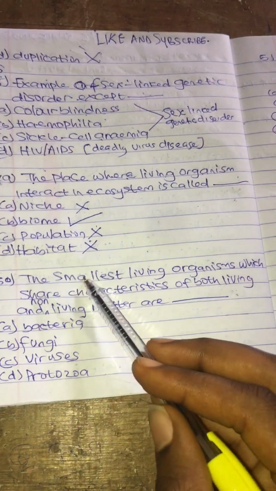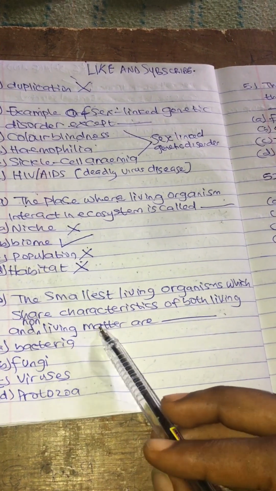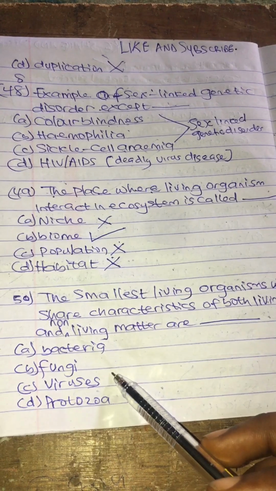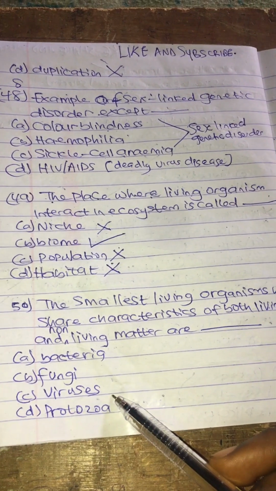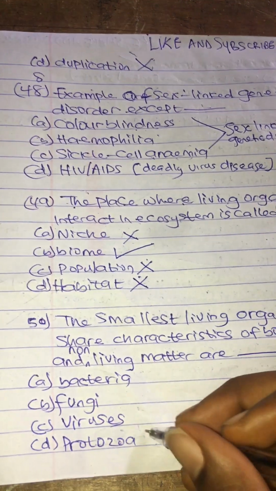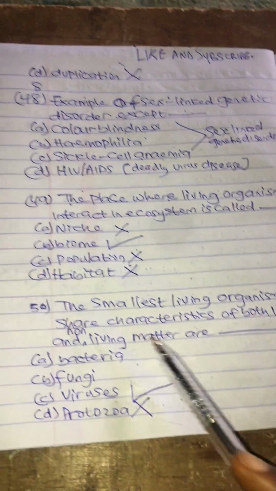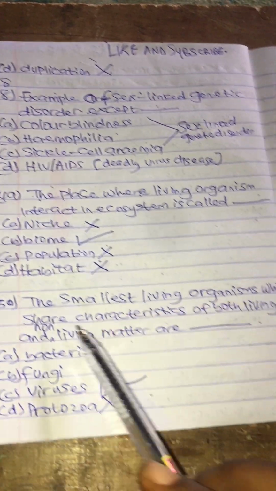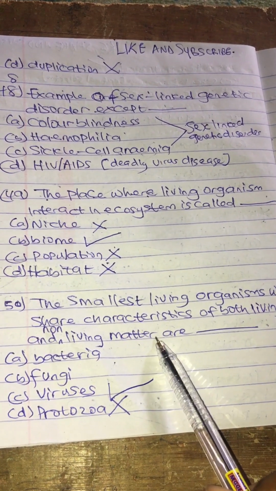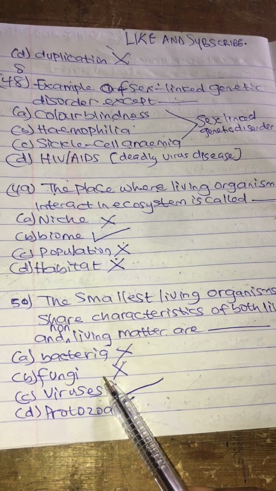The smallest living organism which share characteristics of both living and non-living matter are dash: A. Bacteria, B. Fungi, C. Viruses, D. Protozoa. I hope we all know that all these are still under protozoa, which makes protozoa out of it. Virus is the correct answer. Viruses is the smallest living organism which share characteristics of both living and non-living matter. So guys, note it. Bacteria and fungi are also out of it. Virus is the correct answer.